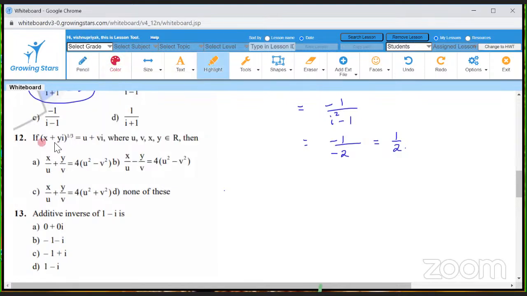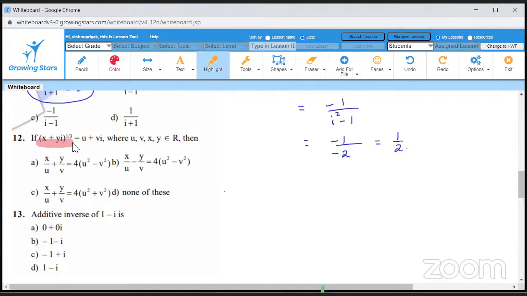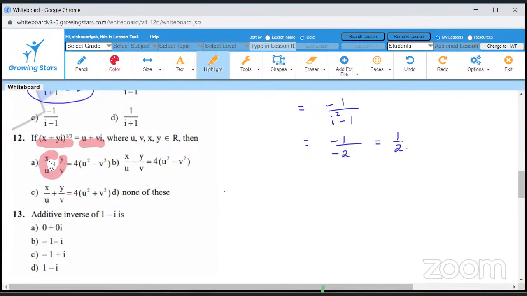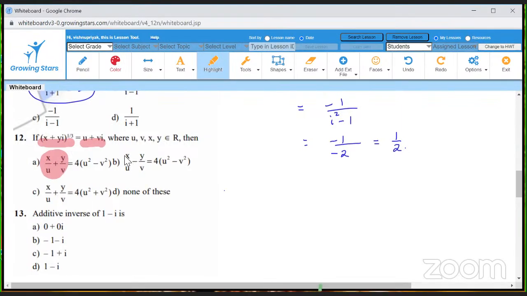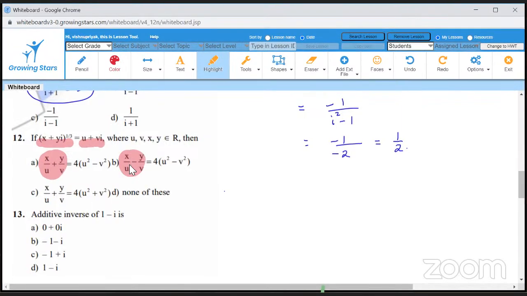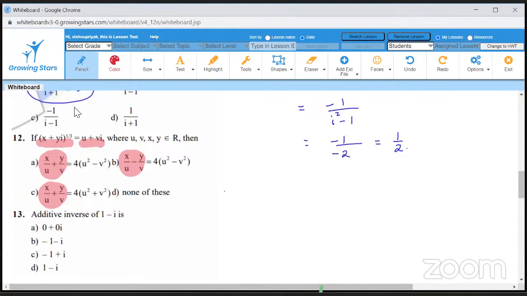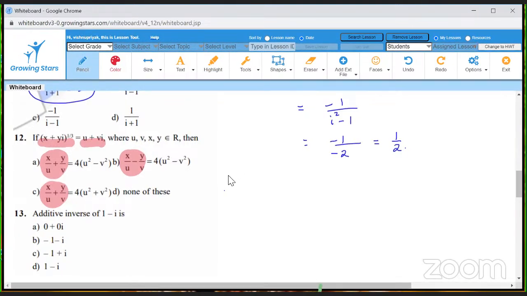(X plus iY) power 1/3 is U plus iV. Then you have to tell what is X by U plus Y by V. What is X by U minus Y by V? Or what is X by U plus Y by V? Or none of these you will get. Which one is the correct? Slowly the questions are becoming difficult. So don't guess, do it.